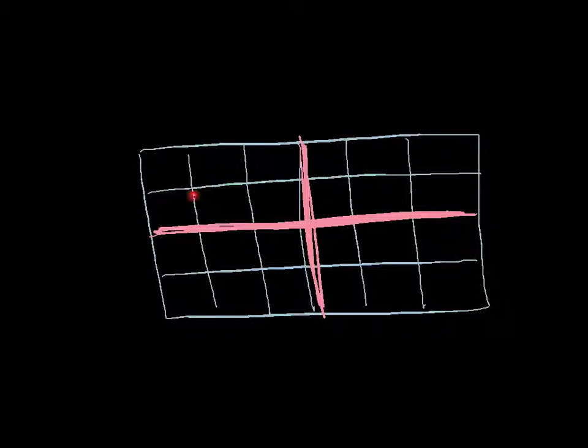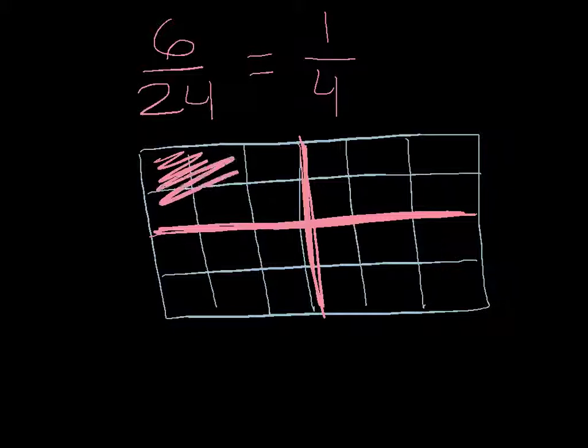1, 2, 3, 4, 5, 6 in this section. 1, 2, 3, 4, 5, 6 in this section, and in this section, and in this section. Because each section has the same amount of boxes, I know that I have 4 equal parts. This also tells me that I have 6 24ths, and that's equal to 1 fourth. And I'll shade in 1 fourth of this array.